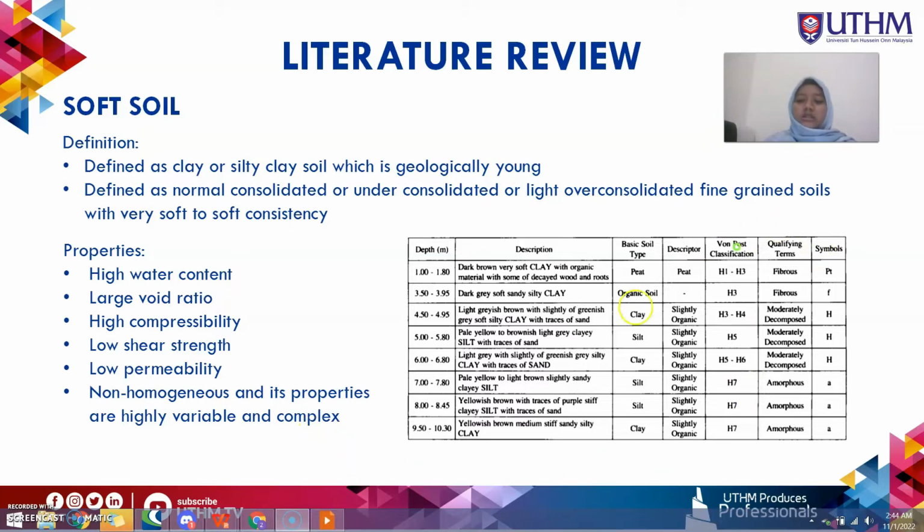Looking into this summary table right here, for example, from 1 meter depth to 1.8 meter depth, the basic soil type is peat soil. It has a dark brown color, and it's very soft clay with organic material with some decayed wood and roots. And the qualifying term is fibrous. On to the next slide.